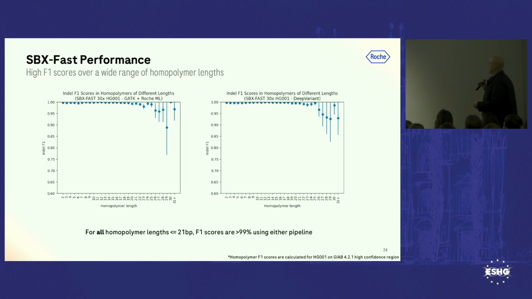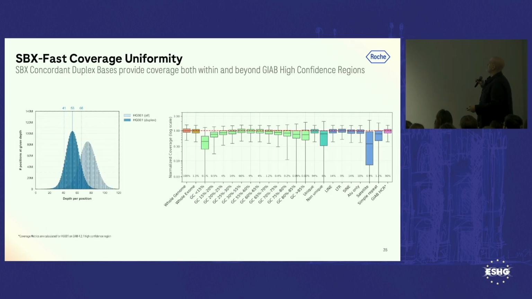Homopolymer now, instead of 17 bases, we have F1 scores greater than 99% all the way up to 21 bases, so even better. And that's the difference between doing amplification or not. But still, for the amplified results, very good homopolymer accuracies.